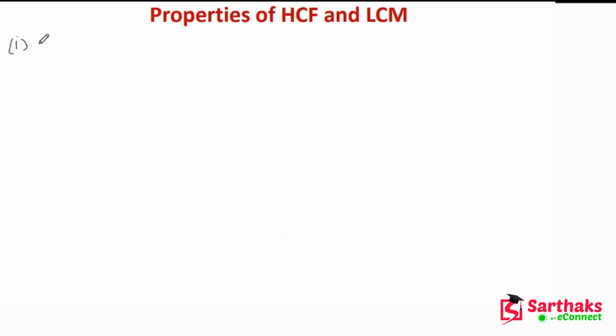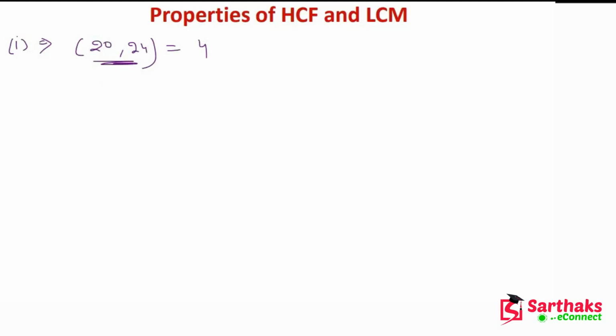The HCF of given numbers is not greater than any of the numbers. Let's suppose we have two numbers, 20 and 24. Okay, so what is the HCF? HCF is 4, which is not greater than either of the numbers. So the first property says that the HCF of given numbers is not greater than any of the numbers.